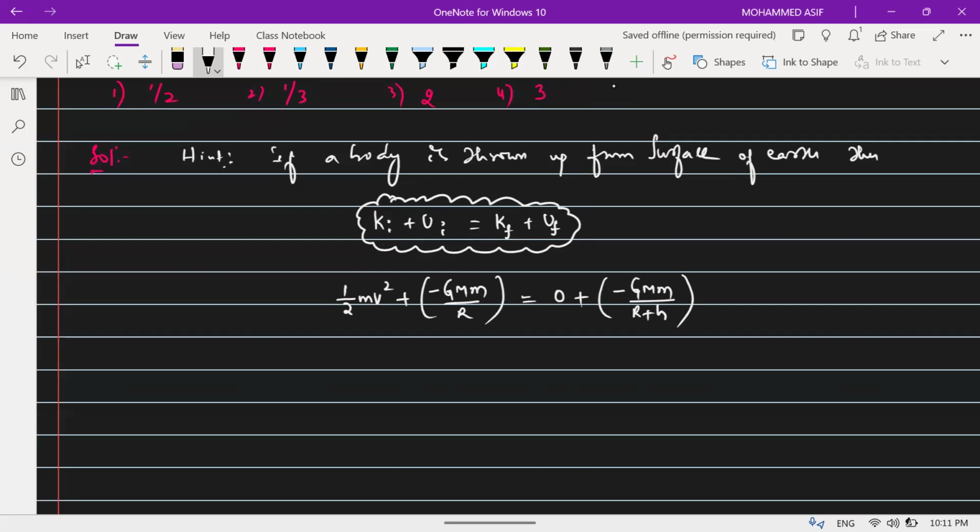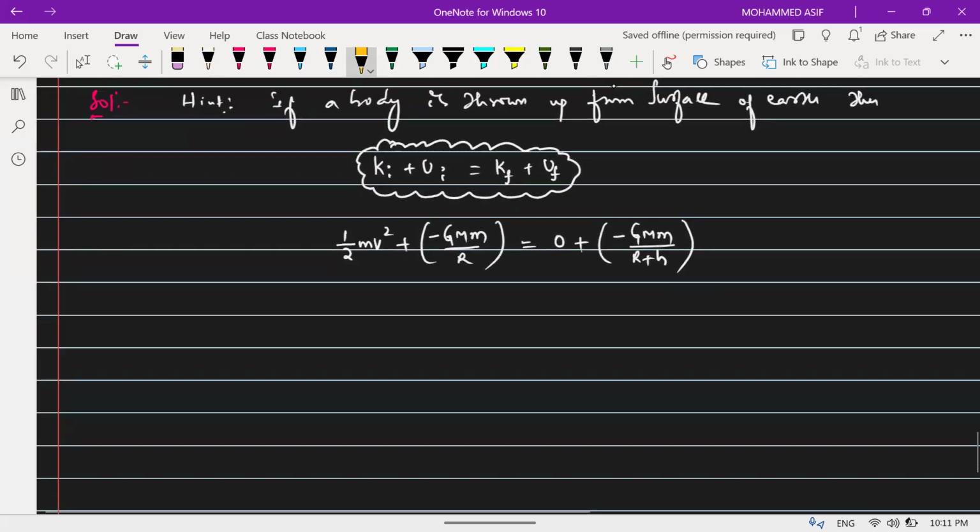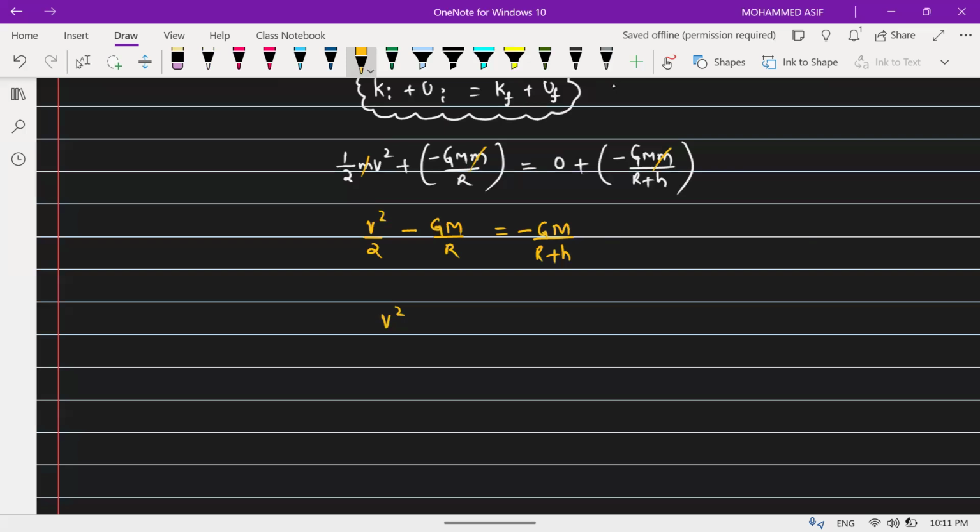And you know that at a certain height the kinetic energy will become 0 for me, isn't it? This is given data. So from this one, what I can calculate: this small m will get cancelled. So it is v square divided by 2 minus capital G into M divided by r will be equal to minus capital G capital M divided by r plus h. Okay. So v square divided by 2 will be equal to minus 2, it will go up there. So this value will become how much for me?